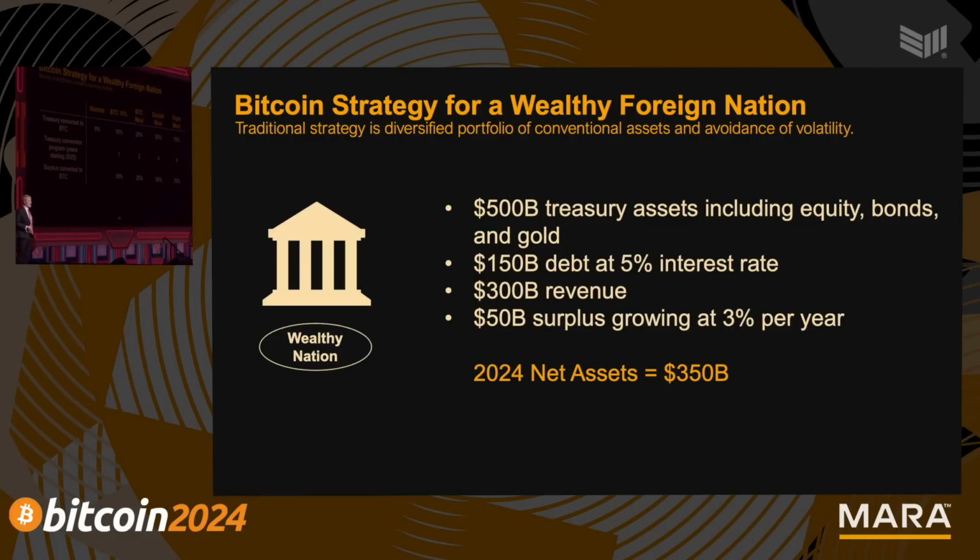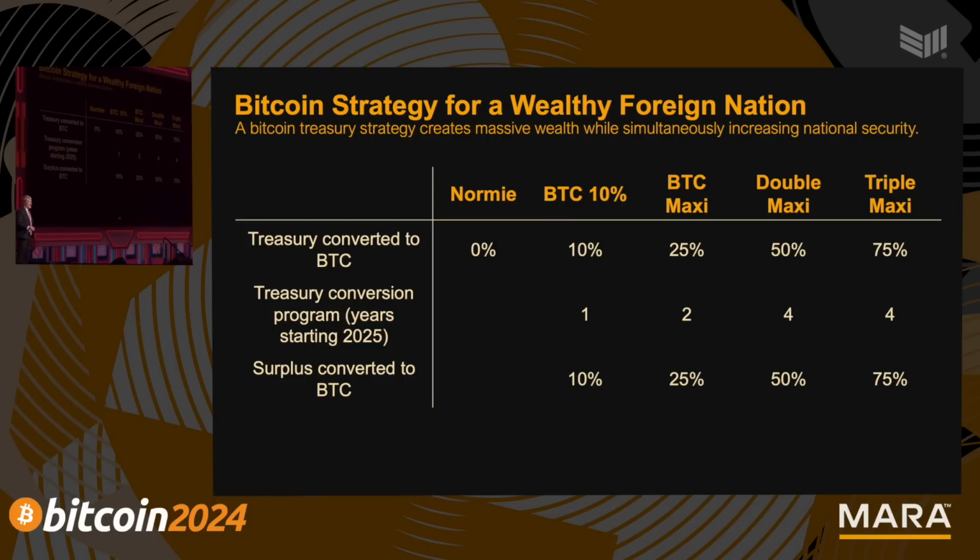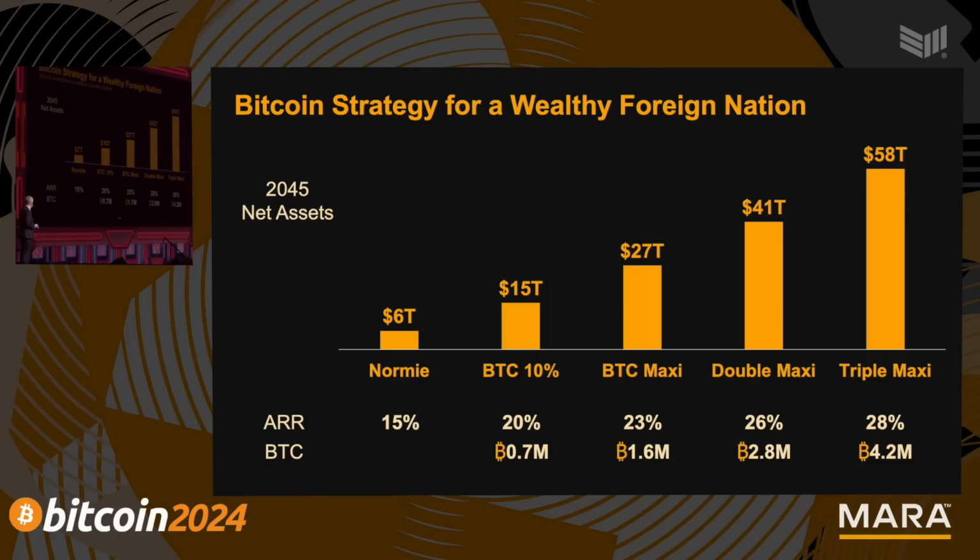Well, what's your strategy? You want to be a normie, a maxi, a double maxi? A maxi puts 25% of their money into Bitcoin. A triple maxi goes 75% and converts their surpluses into Bitcoin. Here's what happens. You just get insanely rich.